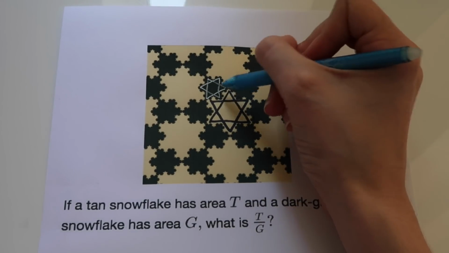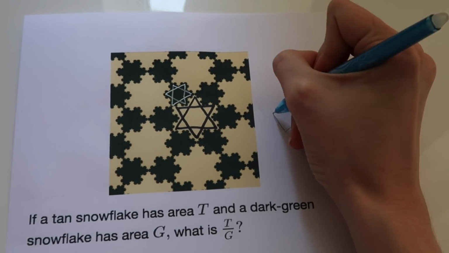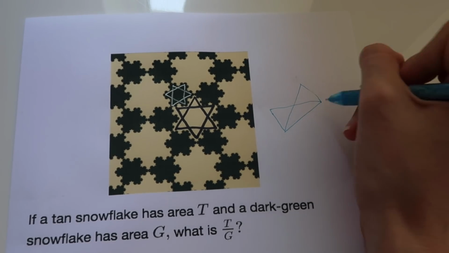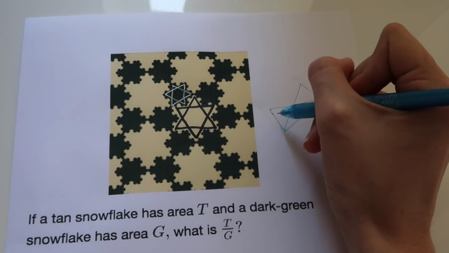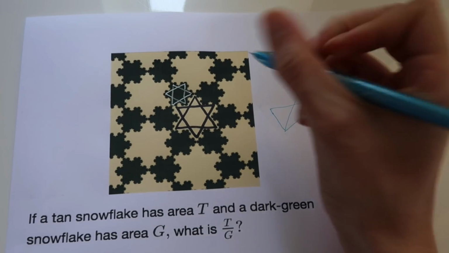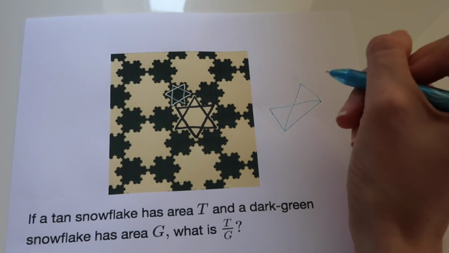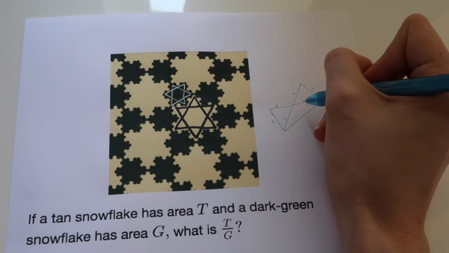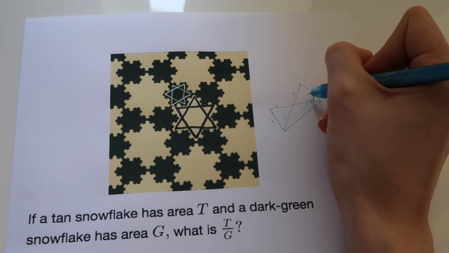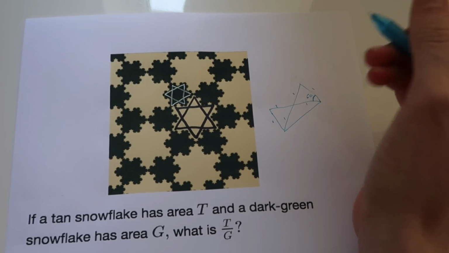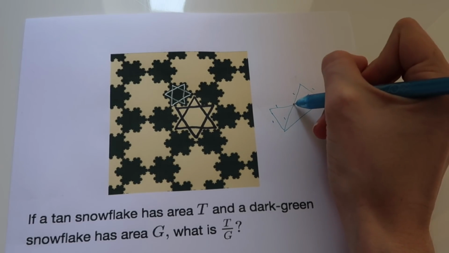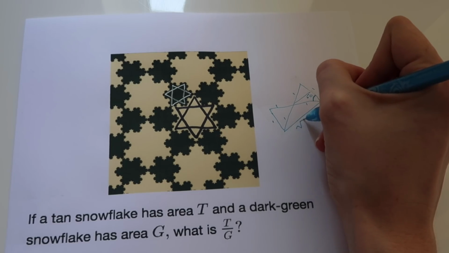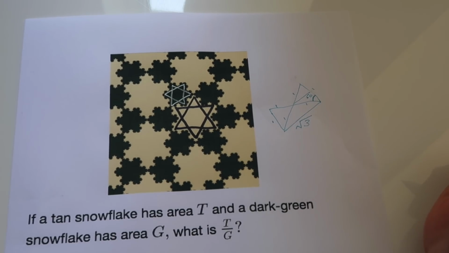If we zoom in on this section right here, we see that one of the sides of our big triangle is the same as the height of 2 of our smaller triangles from our smaller snowflake. So if these are all set to a side length of 1, and we know that they're equilateral triangles, so that's 60 degrees in there, a little bit of trigonometry can find the height of these triangles and tells us that the side length of our big triangle is square root of 3.